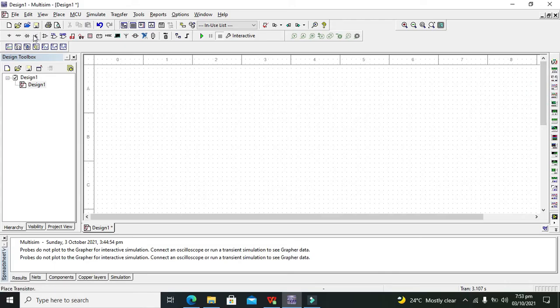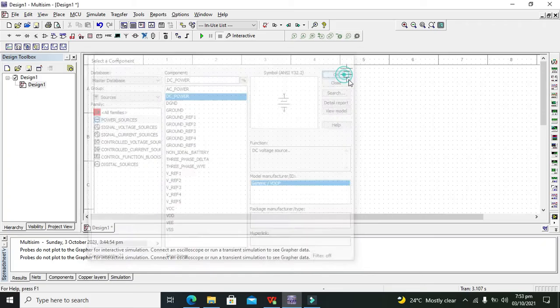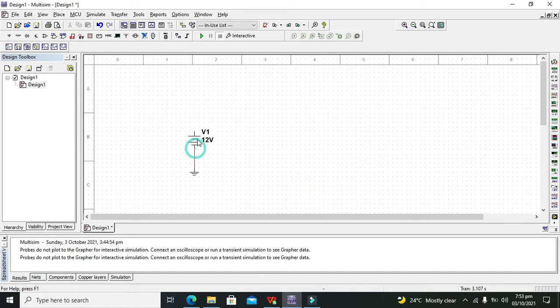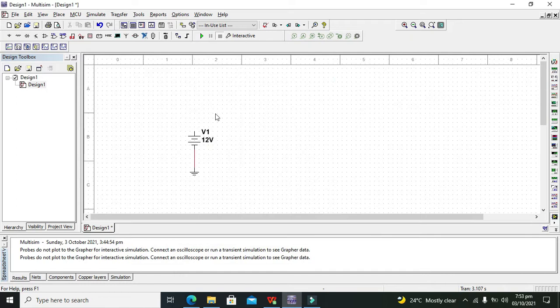So first we will take our ground, DC power and then ground. Okay, so this is our DC power and then we will take our ground. Connect the negative side of the ground with the 12 volt DC supply or battery. Then we need to click on our resistor. Then we can see that we have 1 kilo ohm resistor, so we will click on OK. Click on A and like this. Then B. So this is our resistor. Okay, now we need to connect them like this and this.